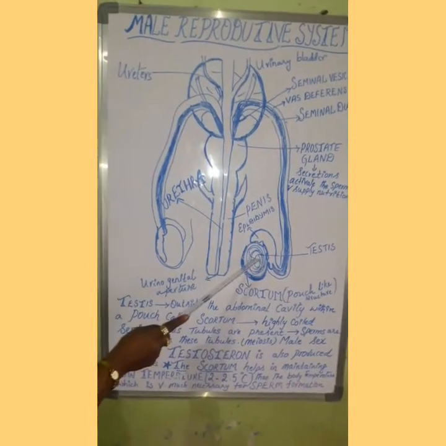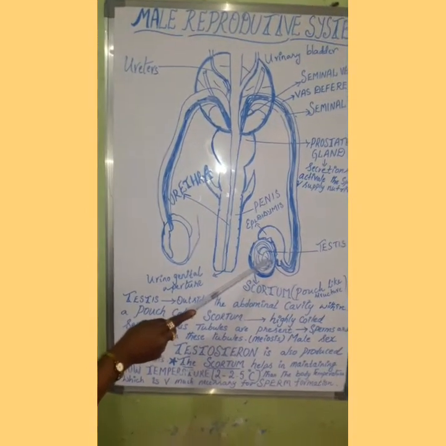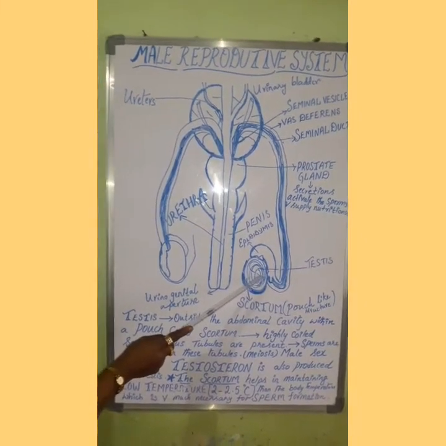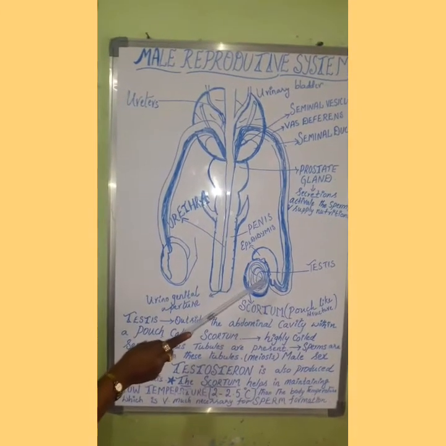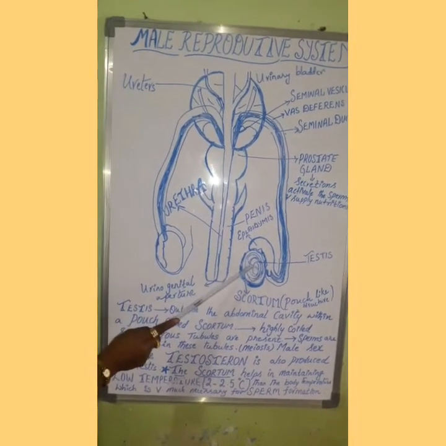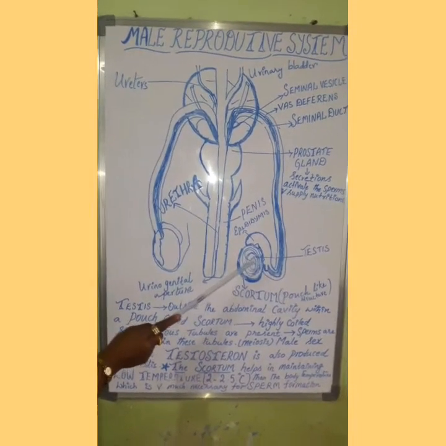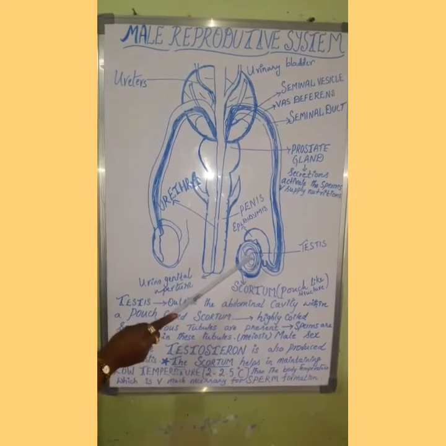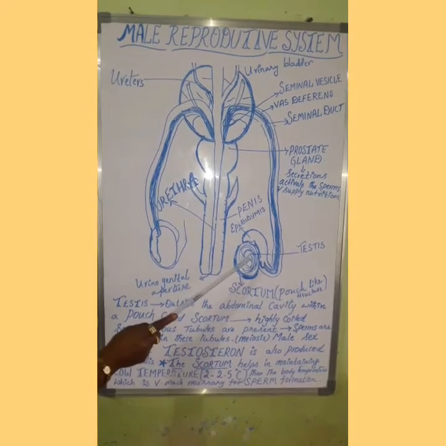The male sex hormone called testosterone is also produced in the testis. So this testis contains a large number of sperms. That means hundreds of millions of sperms are produced in the testis.